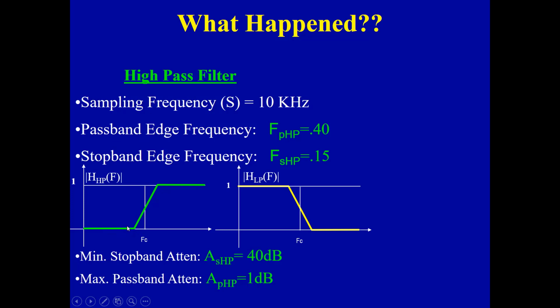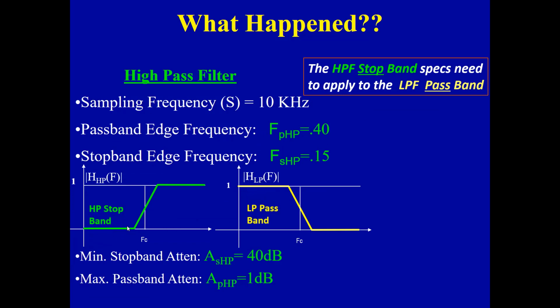So the moral of the story is, as we tweak our designs, we really need to be careful and be cognizant of what's the final filter that we're trying to achieve, not the intermediate prototype filter. And we should be manipulating that final design, not the intermediate one. So here, the high pass filter's stringent stop band requirements have to actually relate to the low pass filter's pass band.